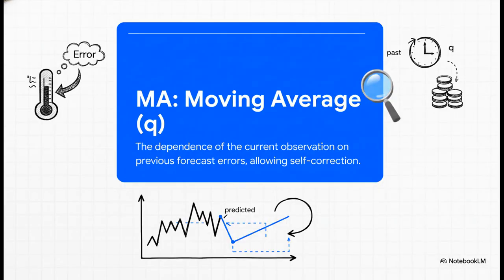And the final piece of the puzzle is MA for moving average. Now, this one's a little different. It's not about past values, it's about past mistakes. The model makes a guess, sees how far off it was, and then it uses that error to make a better guess the next time around. It's kind of like a self-correcting thermostat that's constantly learning from its own errors to zero in on the perfect temperature. And that Q, it just tells the model how many past errors it needs to remember.